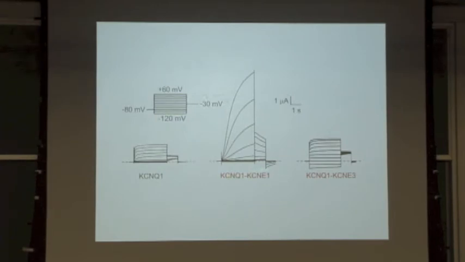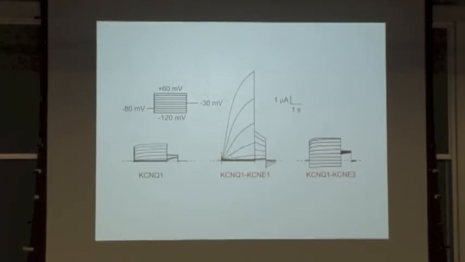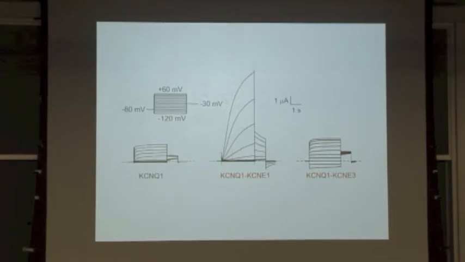When you add KCNE1, it becomes way, way more slowly activating. The macroscopic currents are increased, the voltage dependence is right shifted, and the activation, which is difficult to see here, disappears altogether here, or maybe it's not inactivation at all. And so, a huge effect. And in the heart, these complexes are very important.